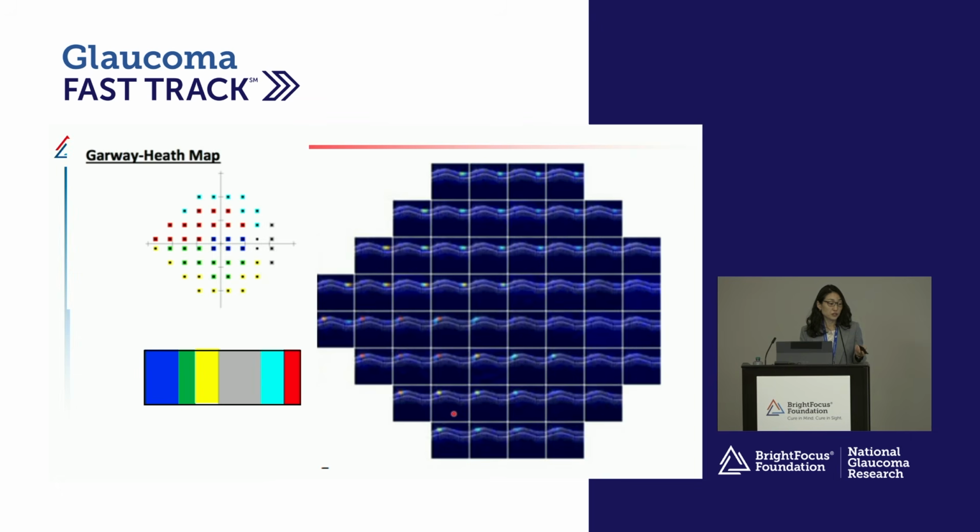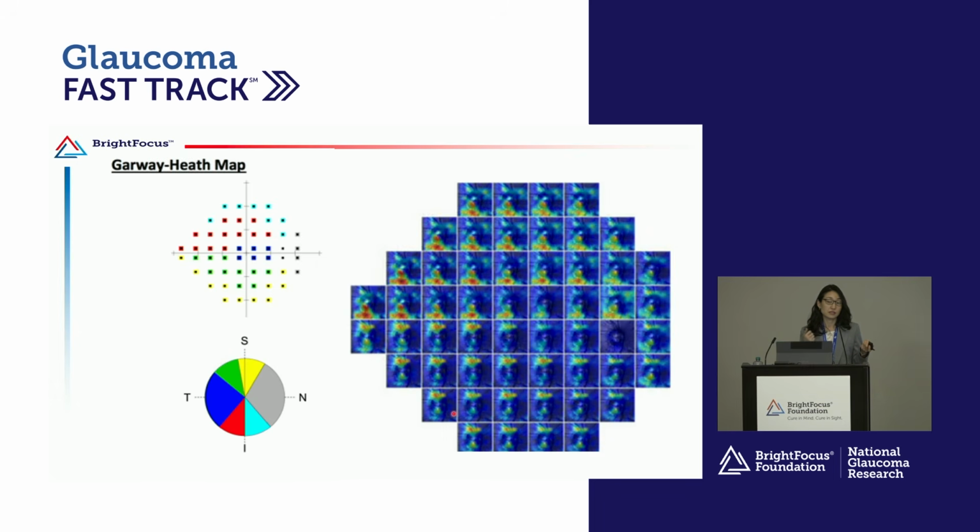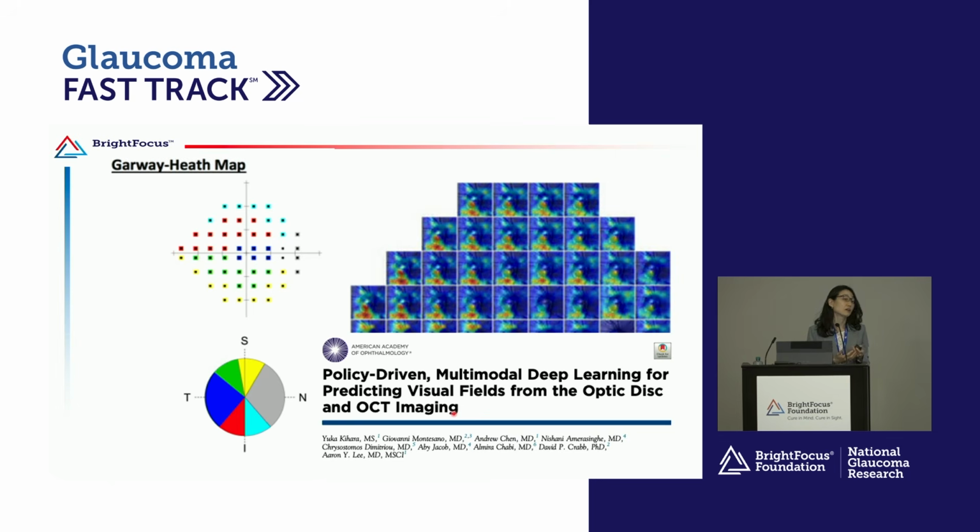And this was the coolest part in terms of we were able to regenerate Garway heat map using OCT data alone, and also using the disc photos alone. So I think this is an example of us understanding the mechanism, really reflecting what we do clinically, and then trying to assess what that means through the objective model.